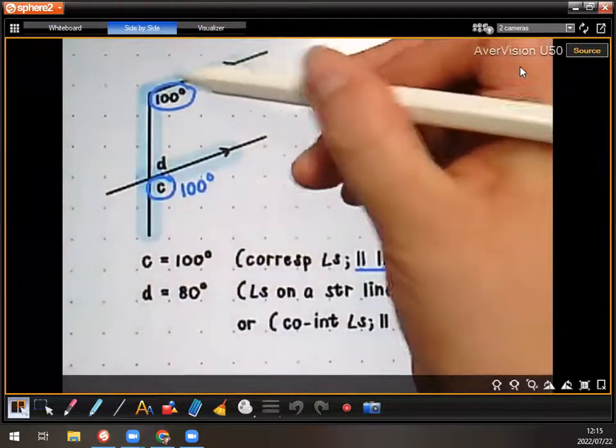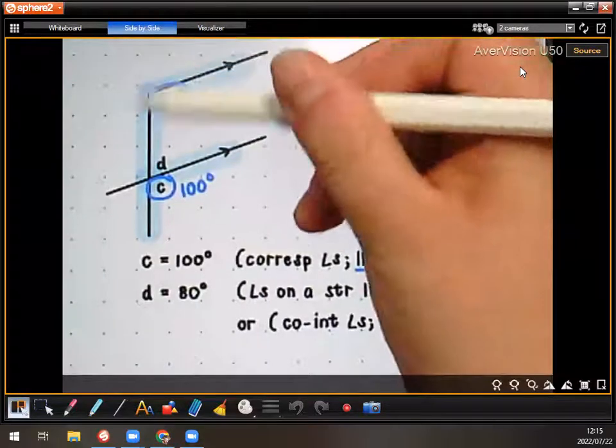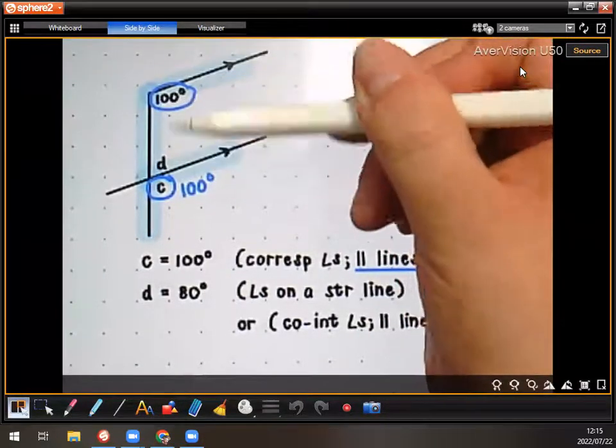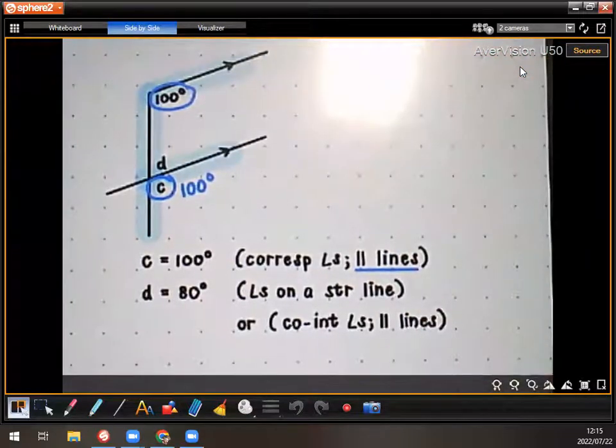Or you could have done co-interior angles. If I see that C there, right? So those two angles have to add up to 180. Okay, remember guys, you never have to write two reasons. So pick one and write that reason. What questions on number 2?